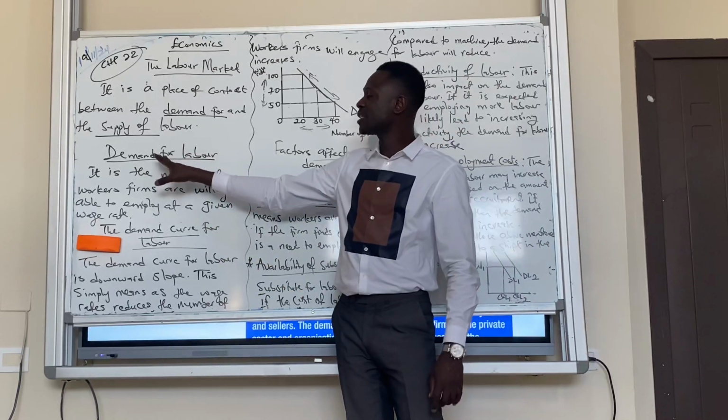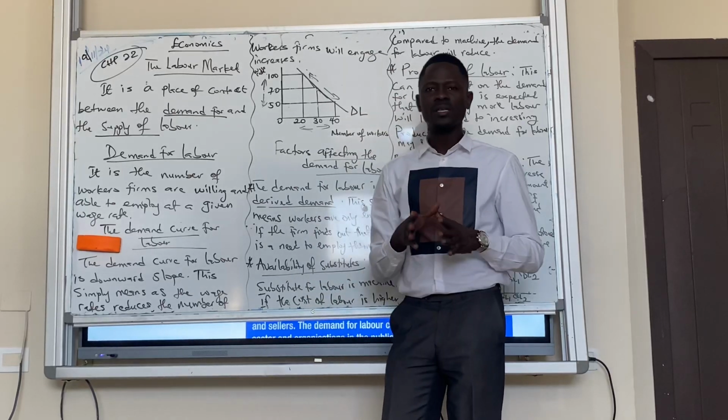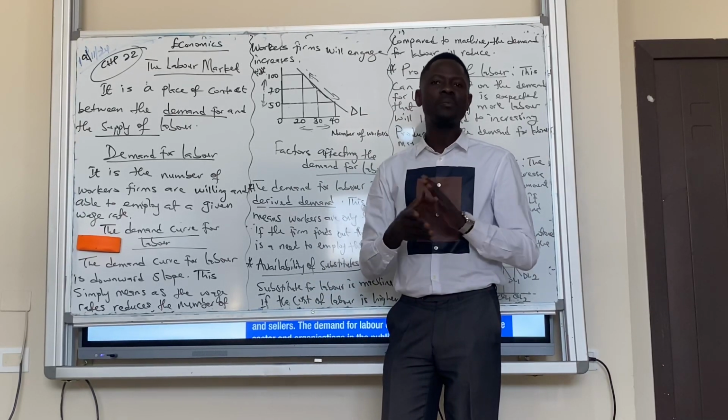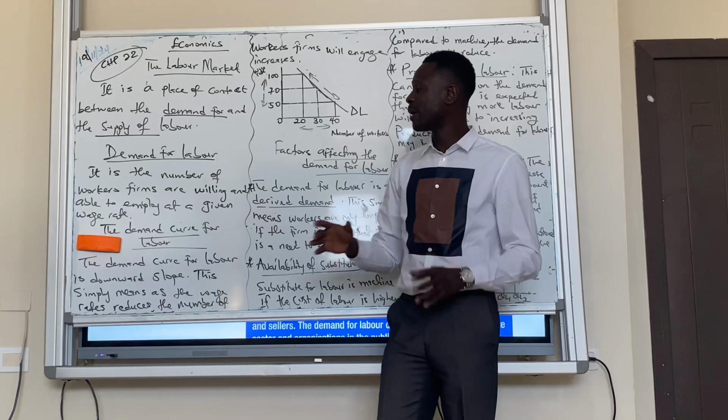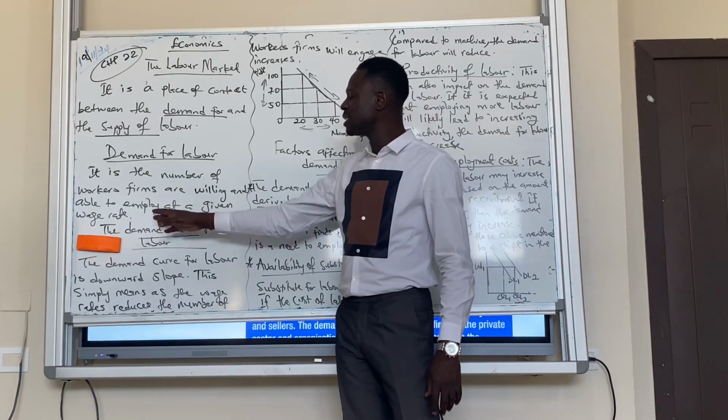So we're going to start with the demand for labor. What is demand for labor? Demand for labor is the number of workers that firms are willing to employ at a given wage rate. When we talk about the wage rate, that is the reward for labor. So then we go to the demand curve for labor.